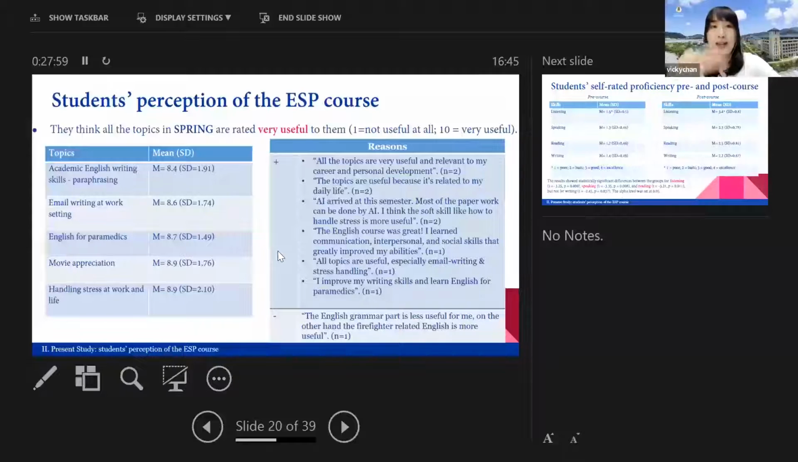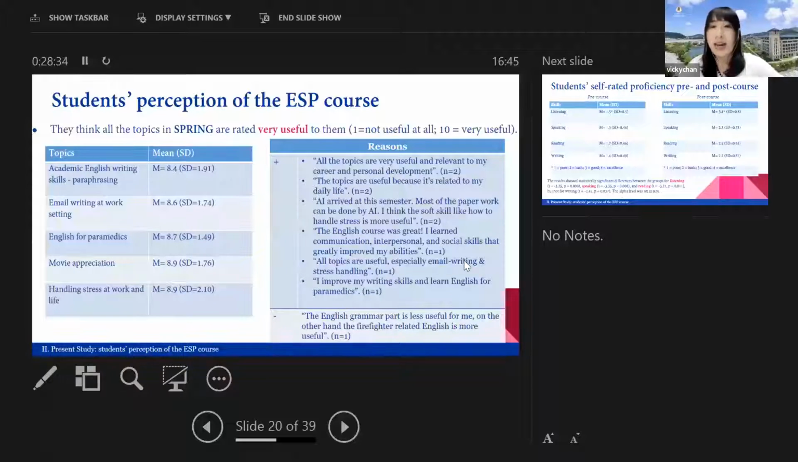And then here are the topics for my second semester. Again, I wanted to see whether they would have any preferences. But again, they all show very positive perceptions. They think all the topics are very useful for them. Some reasons, again, are that it could help them with their career and personal development. They also feel the soft skills they learn in the second semester, for example, how to handle stress at work, are useful for them.